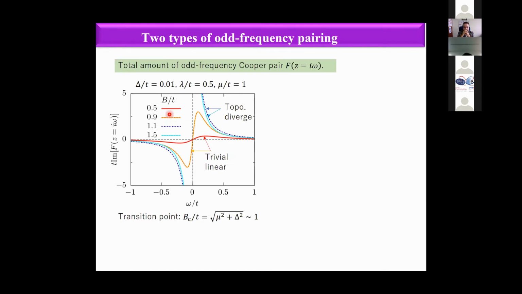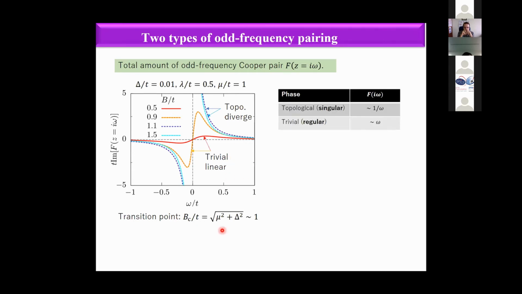So let's look at this red curve or orange curve. In this region, odd frequency pairing behaves almost linearly around omega equals 0. So it's a trivial phase, and induced odd frequency pairing is proportional to omega. On the other hand, in the topological phase, it has a divergent behavior like that. So this is a clear difference. In the topological phase, odd frequency pairing amplitude is inversely proportional to omega. On the other hand, in the trivial phase, it is proportional to omega.